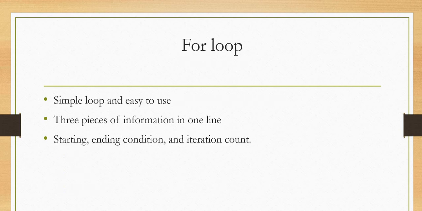For loop. This is an easy one. Why? Because for every loop, we have to represent three conditions: starting, ending, and increment value. That is, the variable we used for the loop for the starting, the condition checking, and the iteration. All the three things are given in the same line. That is a major advantage of for loop.